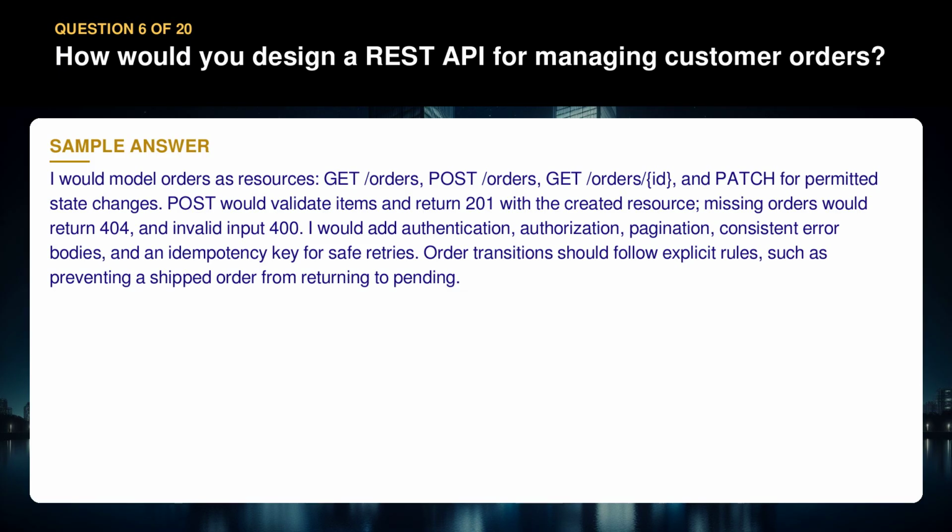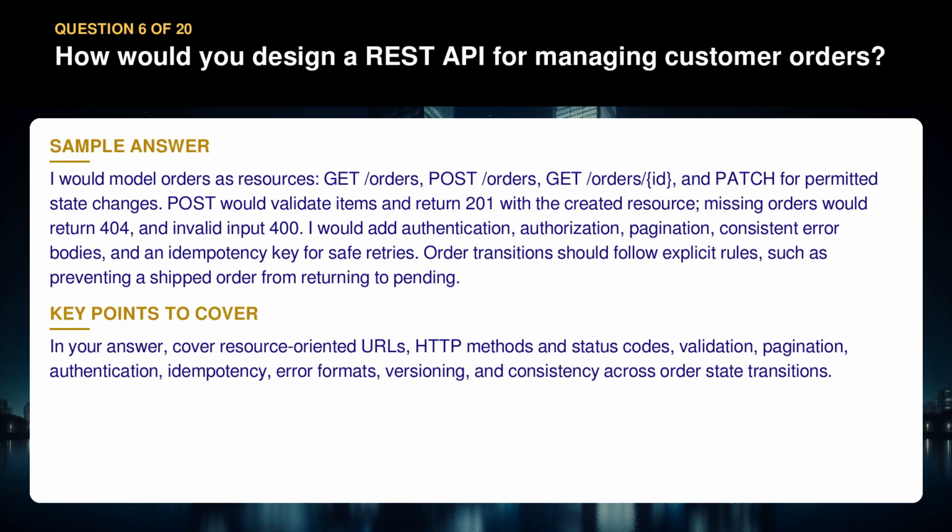I would add authentication, authorization, pagination, consistent error bodies, and an idempotency key for safe retries. Order transitions should follow explicit rules, such as preventing a shipped order from returning to pending. In your answer, cover resource-oriented URLs, HTTP methods and status codes, validation, pagination, authentication, idempotency, error formats, versioning, and consistency across order state transitions.